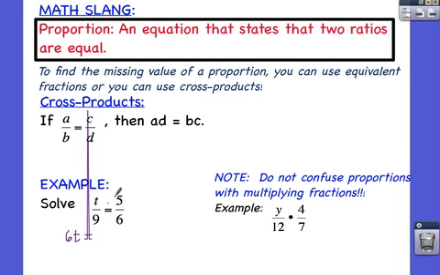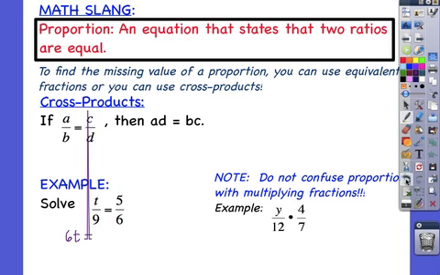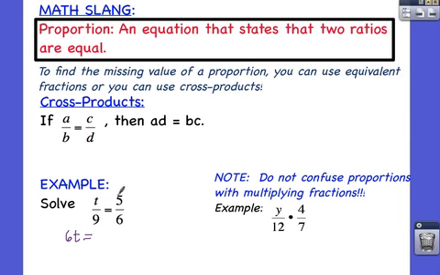And we set that equal to 9 times 5, which is 45. Now we have a one-step algebraic equation. 6t equals 45. Divide both sides by 6. 6 goes into 45 7 times. 7 times 6 is 42, which leaves us with 3 left over out of the 6. And we can reduce that to 7 1/2. So t equals 7.5.